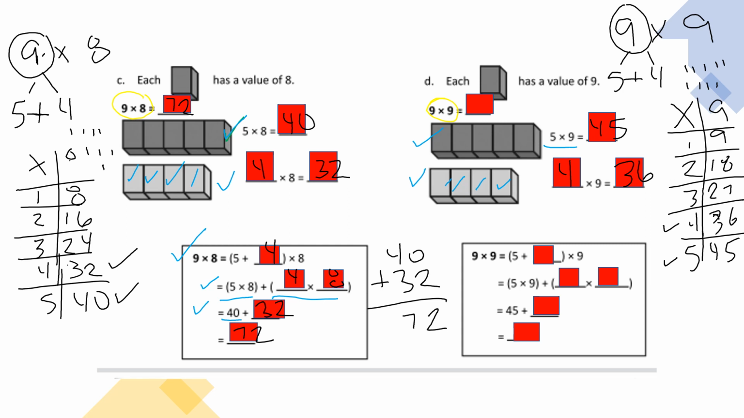Now, the box at the bottom, again, we use all the work at the top to fill in the blanks. So let's look at the very first line in the box. It says 9 times 9 equals 5 plus blank times 9. Well, we know that that blank should have a 4 in it.